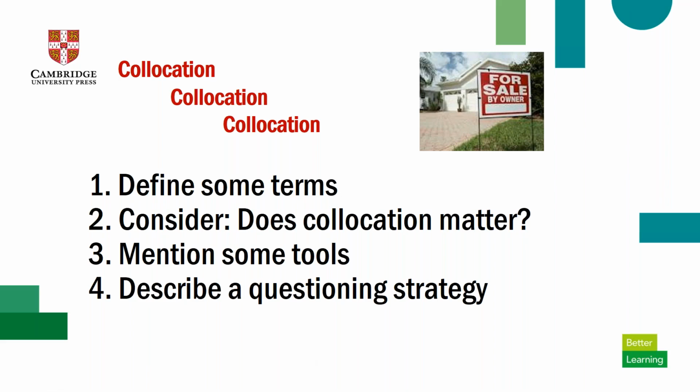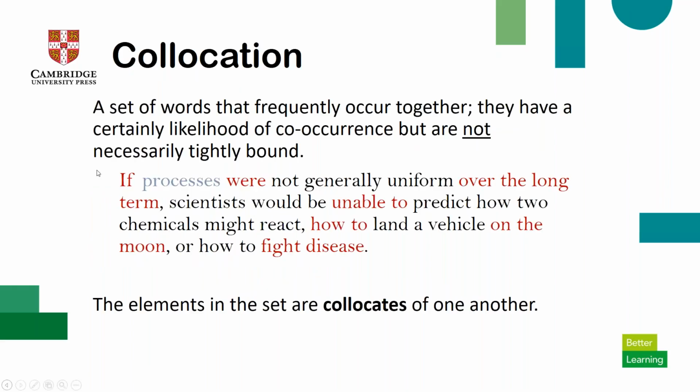There's a lot of discussion about what collocation is and about what online tools you can use in order to explore collocations. But from a teacher's point of view, I want to describe a new way of using these collocation tools to answer some basic questions that students always have about vocabulary. First of all, collocation. What is it? Well, a collocation is a set of words that frequently occur together. They've got a certain likelihood of co-occurrence, but they're not necessarily tightly bound.